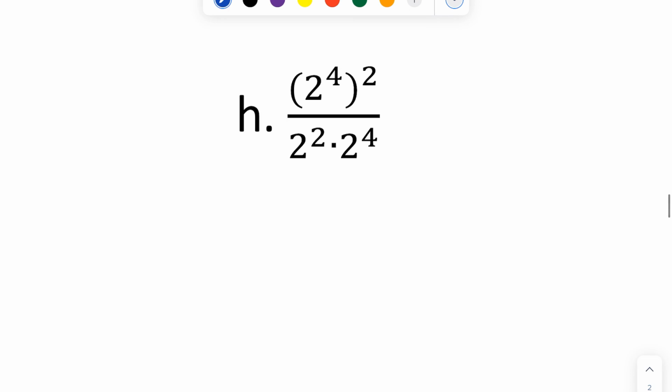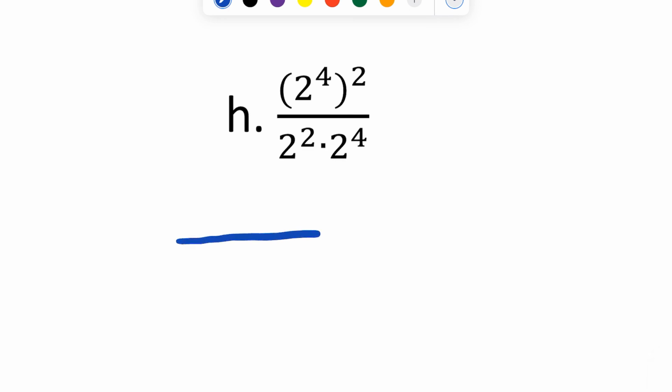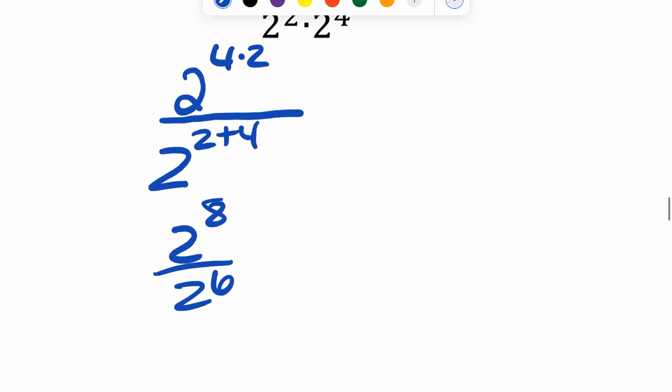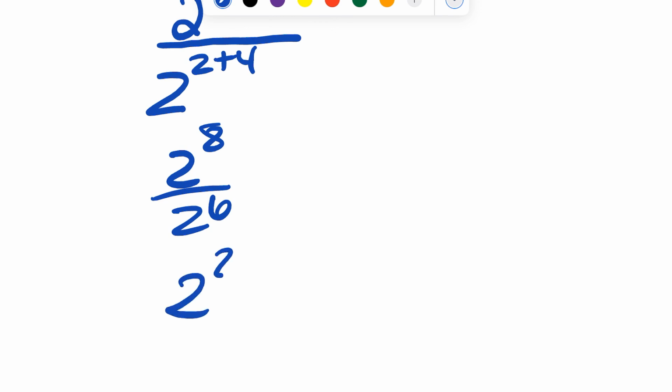Over here, I have to do it in stages. Power raised to a power, oops, I didn't mean to write that. So 2 to the 4 times 2. On the bottom, we would add our exponents. So I get 2 to the 8th over 2 to the 6th. So then 2 to the 8 minus 6, which is 2 squared, which is 4.